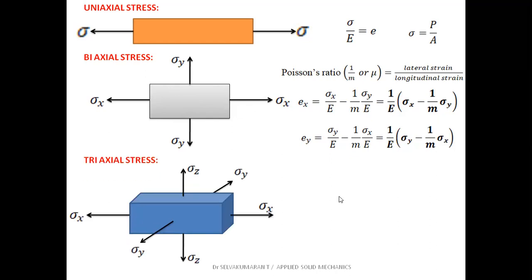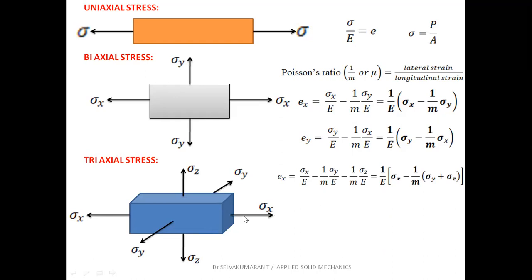Now triaxial stress. Let us consider the stresses acting in all the three directions, x, y and z direction, that is sigma x, sigma y and sigma z. Same way, now you are writing the equation in x direction, Ex. Sigma x by E is nothing but the longitudinal strain in x direction, and the strain in y and z direction becomes the lateral strain. So lateral strain is nothing but 1 by m into Poisson's ratio.